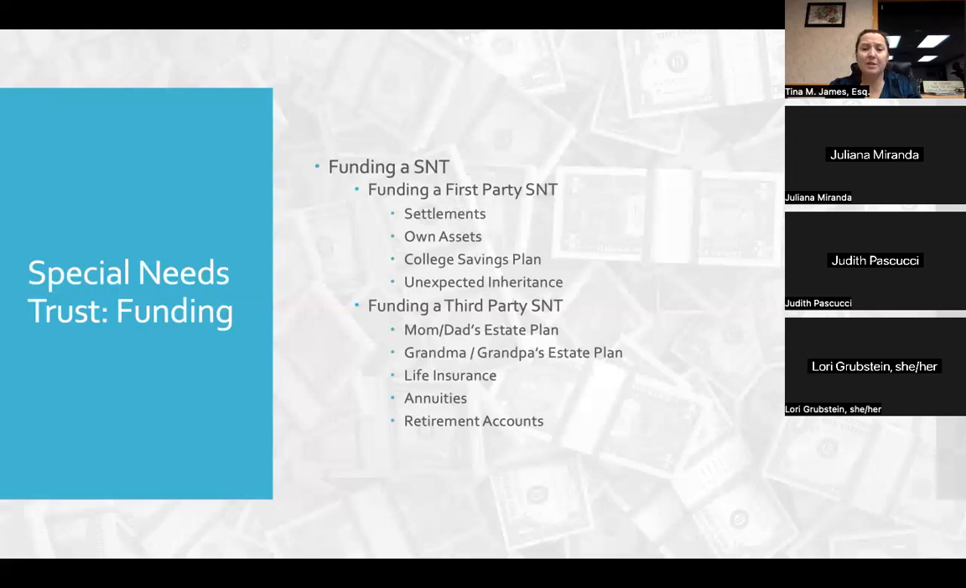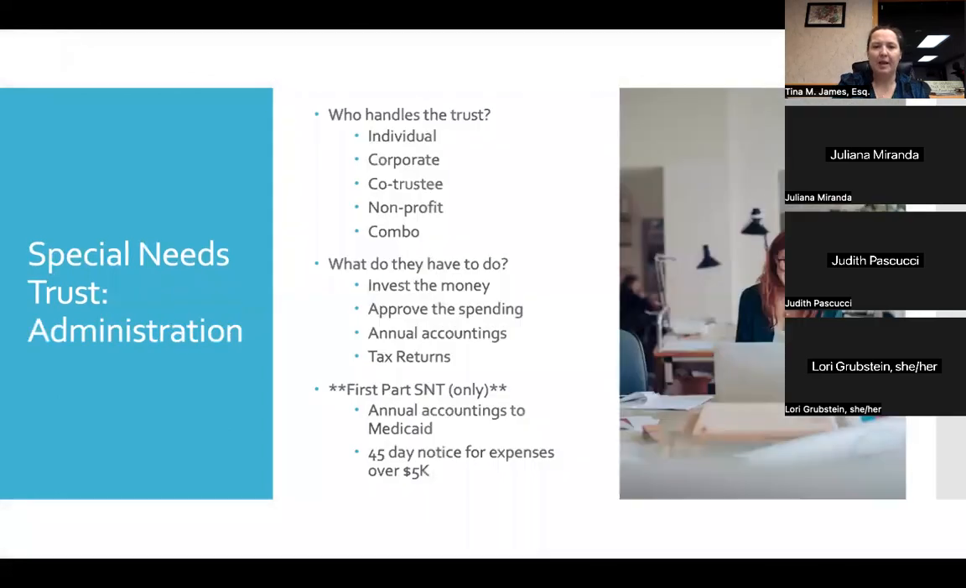Oftentimes, you can fund a third party special needs trust with a life insurance policy, with an annuity account. Sometimes people will leave it as the beneficiary for a retirement account, various different ways that we can do that. And who handles the trust? Like when we talked about it, it needs a trustee. It always needs to have that captain steering that ship. And that could be an individual, it could be a corporation, like banks have trust departments that could serve as a trustee. Sometimes we'll have a co-trustee, we'll have two trustees on an account.